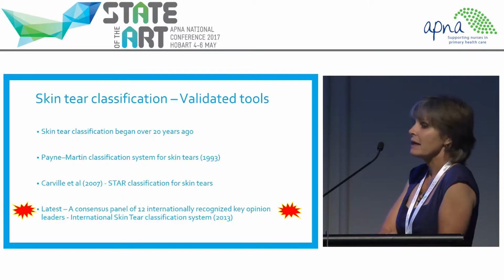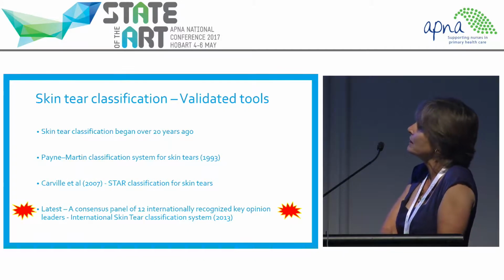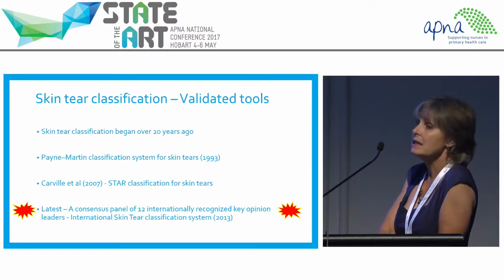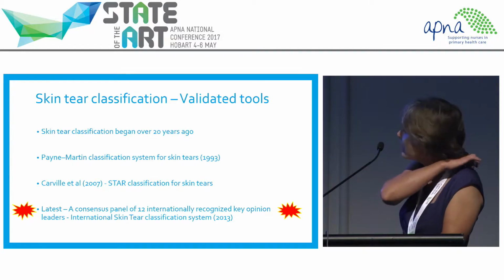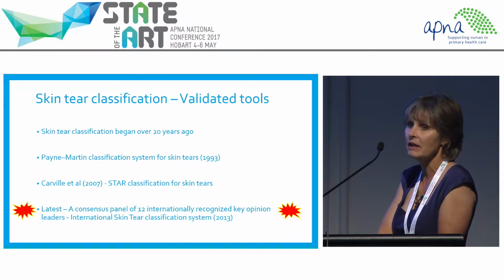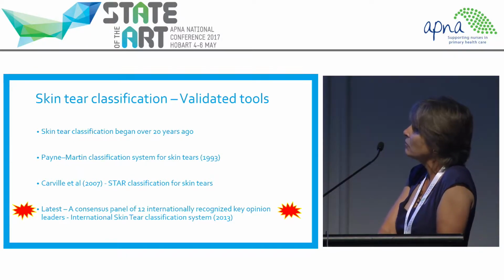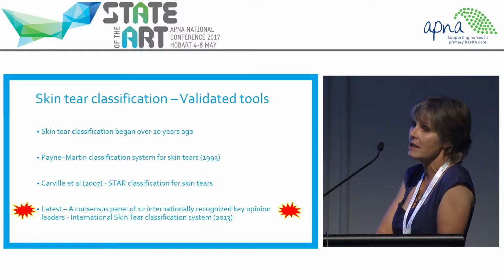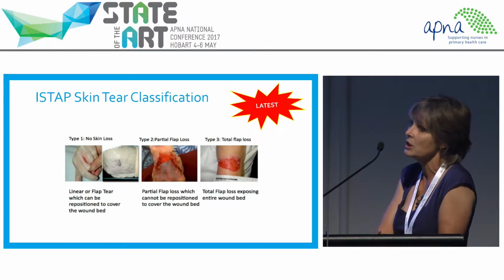So just looking back to our title, which is what's new in wound management, we have different skin tear classification tools. There's a Payne Martin was the first one in the early 90s, and then our own Carolyn Carville developed the STAR tool, and the most recent one is the International Skin Tear Advisory Panel one, or that's called the ISTAP, which is from 2013, which I personally think is a much easier one to use.